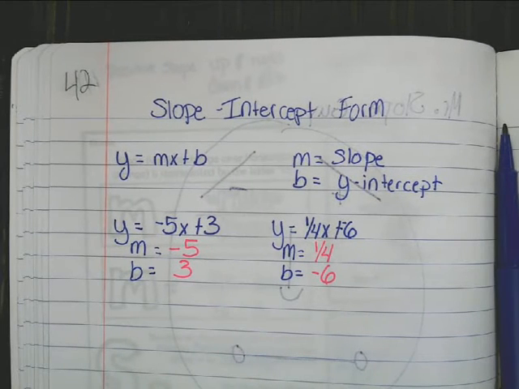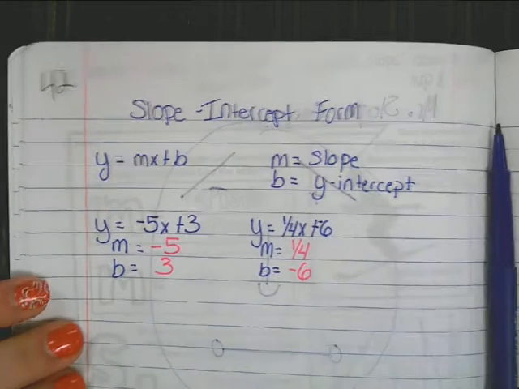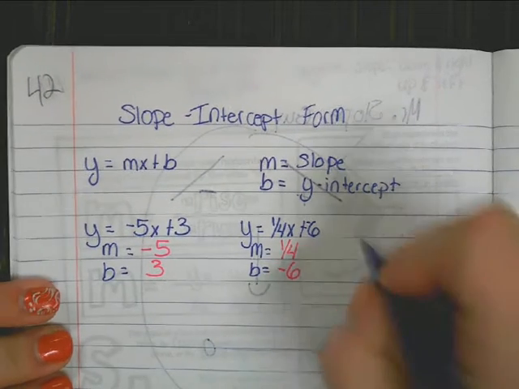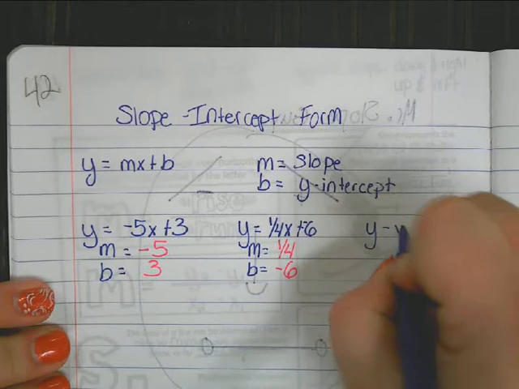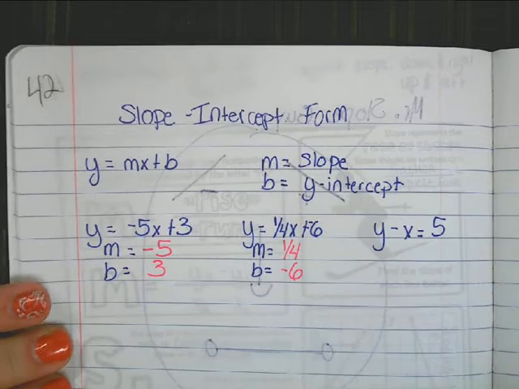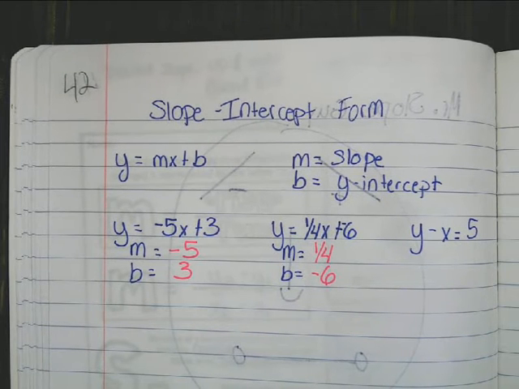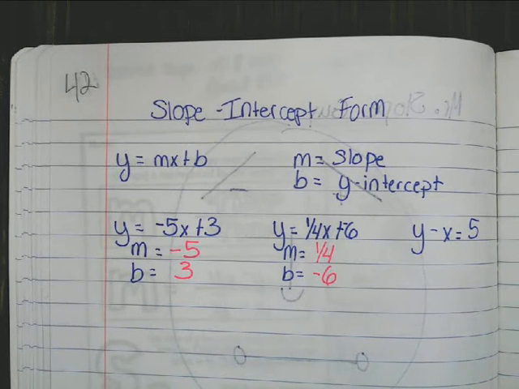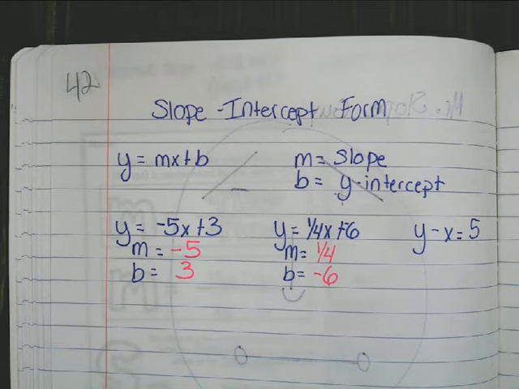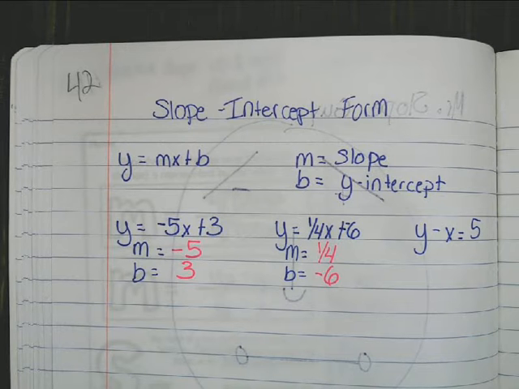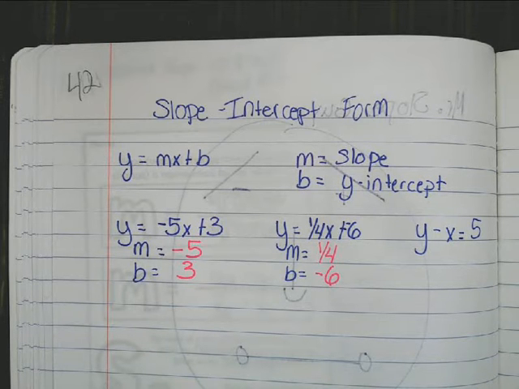What about y minus x equals 5? So can I find my m and my b right now? No. Why not? Because of the x. It needs to be a number. When there's no number in front of it, what's my number? It's 1. But why can't I solve it right now? It's flipped around. Remember, it has to be y equals.